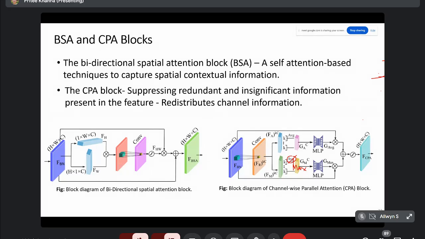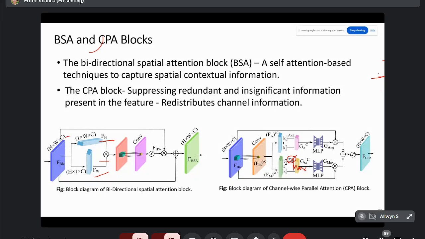The feature maps which are captured by the backbone network are passed to the BSA module, and max pooling is applied in both directions along the channel axis. So this gives the row wise features and the column wise features, here you can see this FH and FW. This row wise pooling captures the relationship among pixels for each row. Column wise pooling captures the relationship among pixels for each column of the input image. And finally, these obtained row and column wise vectors are multiplied together.